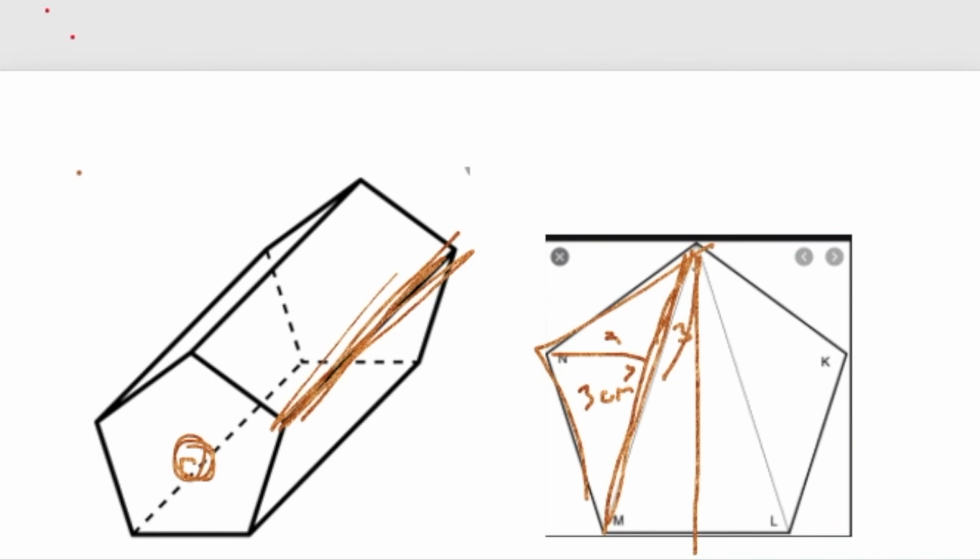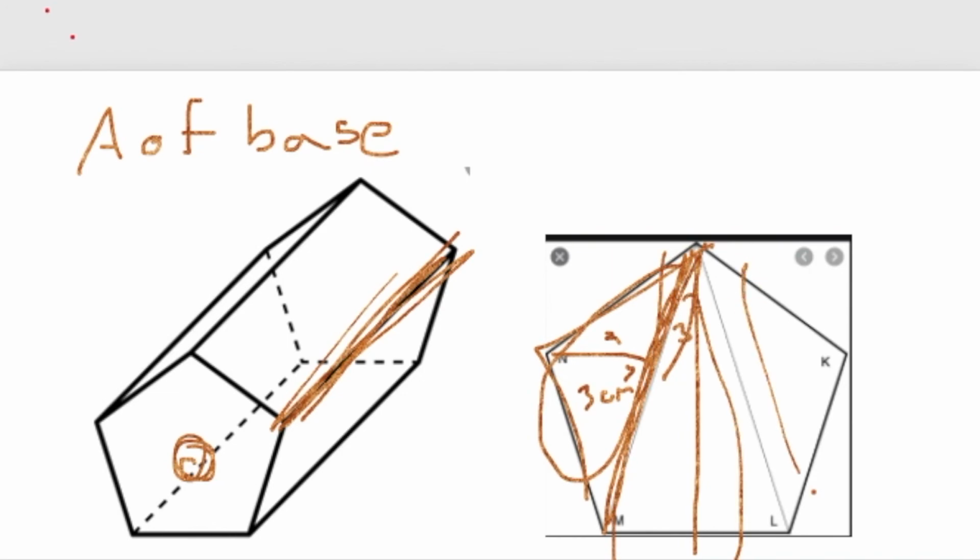So what you do is find the area of the base by dividing it into triangles and finding the area of all these triangles, and then I can multiply by the height of the prism, and that will give you the volume of that prism. So there's some practice stuff for you to do.